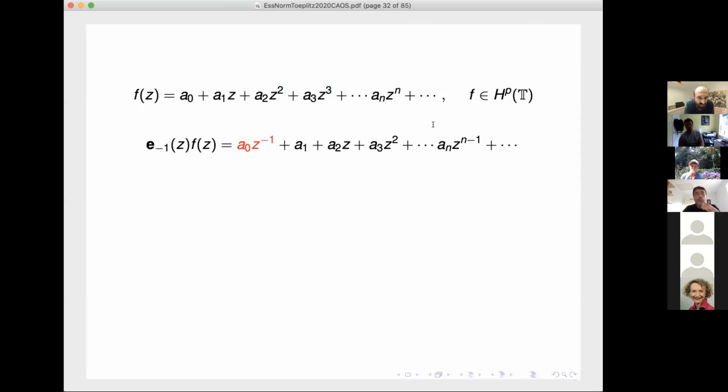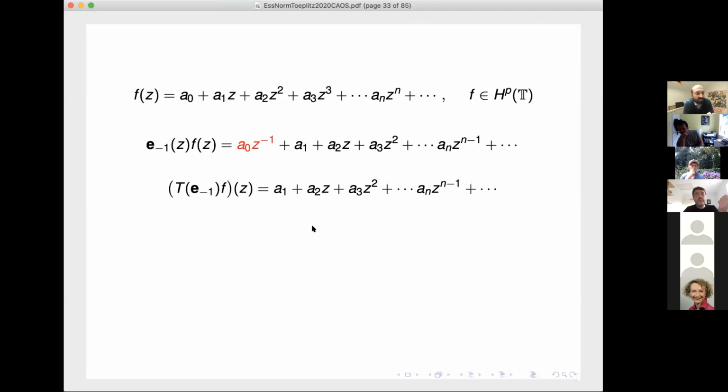Now, this function is no longer in the Hardy space because we have this negative power, the term in red. So all the Toeplitz operator does is cut off this term, that's it. This is what our operator does. It cuts off the first term and then reduces all powers by 1. It's a very simple operator.